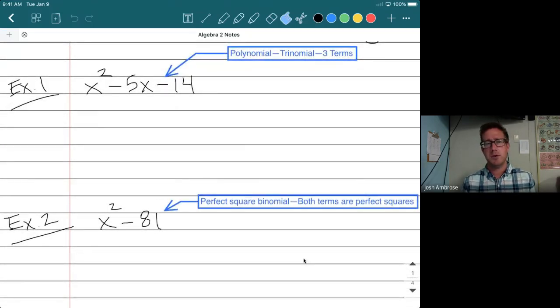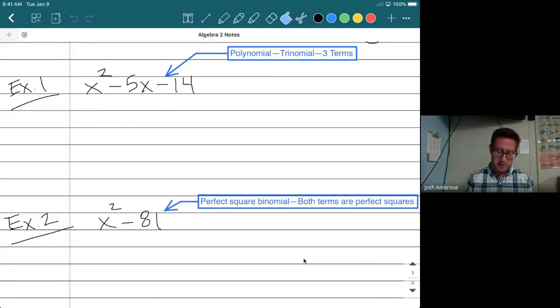This is a polynomial: x squared minus 5x minus 14. Polynomial is a bit of a generic term. It basically means many terms. The specific type of polynomial here is a trinomial. What does trinomial mean? It means 3 terms.